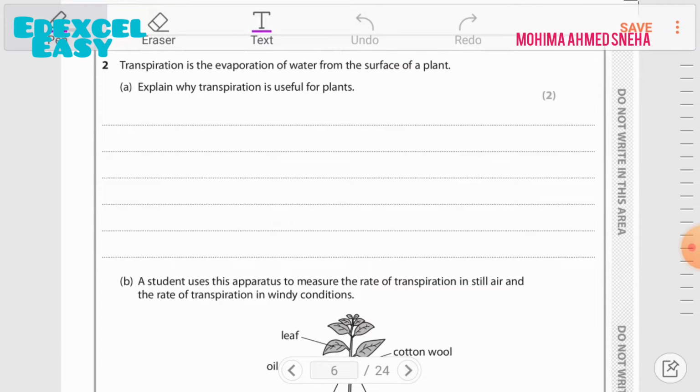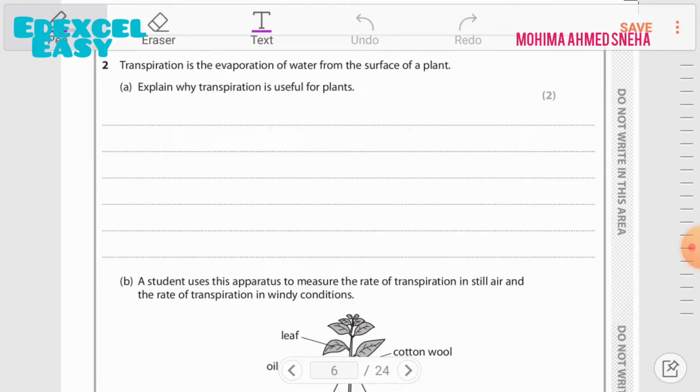Transpiration is the evaporation of water from the surface of a plant. Explain why transpiration is useful for plants. We know that transpiration is actually a pull which pulls the water from the roots up to the leaves, and without this pull the water would not travel against gravity, because gravity acts downward. As water moves up to the leaves, water also carries specific minerals required for plant growth like magnesium, potassium and nitrate. They're all mixed in the water and they reach their desired destinations where they are required.